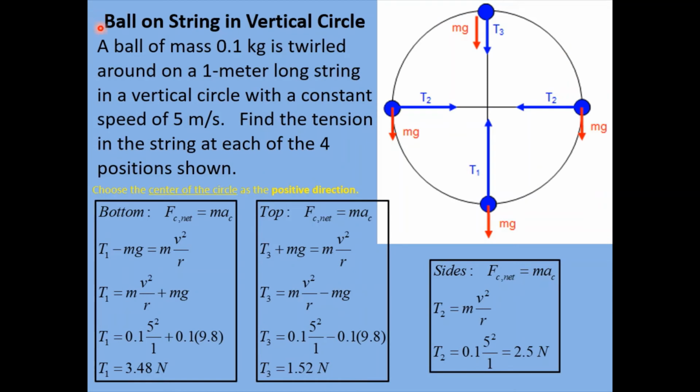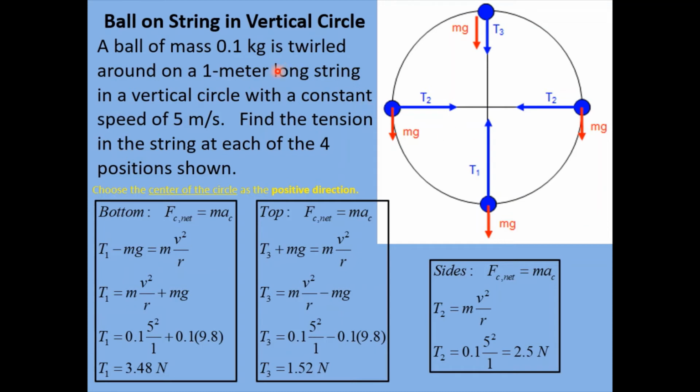All right, here's an example where we have a ball on a string that is actually going around in a vertical circle. So again, the ball on the string, it's traveling around and around like this. But in this case, the circle is not parallel to the ground. This part down here is closer to the ground, and this part here is up towards the sky, right? So this is a vertical circle here.